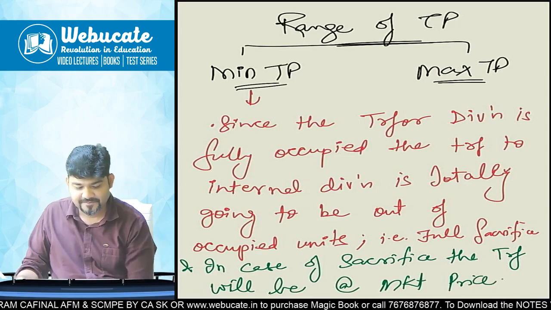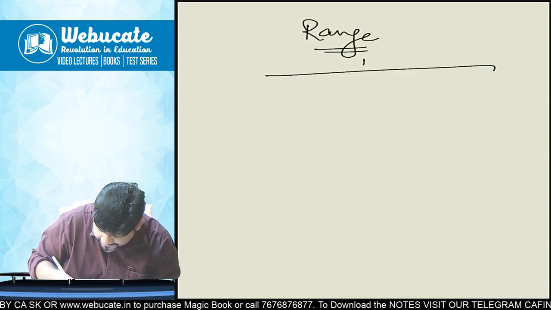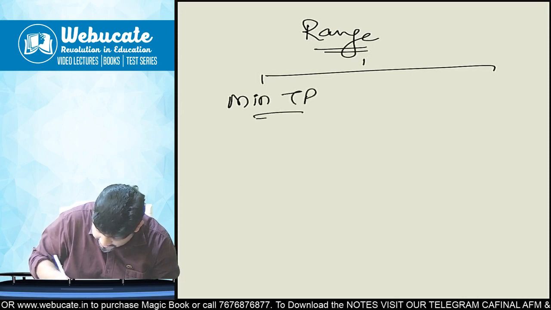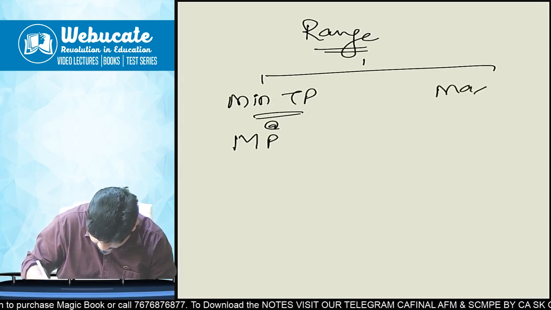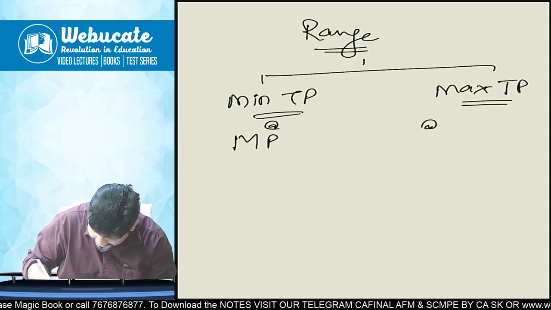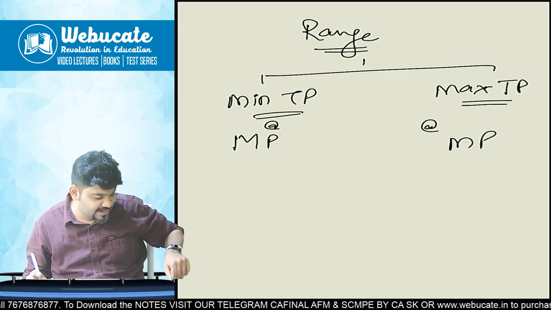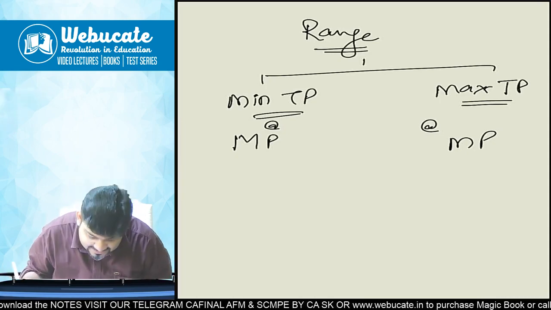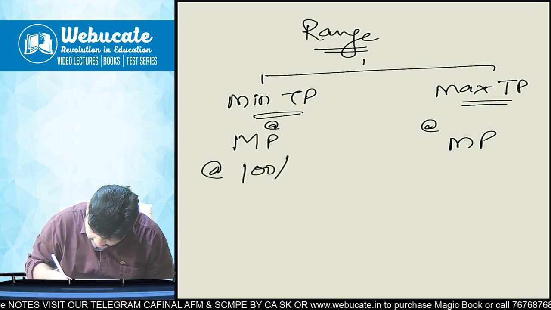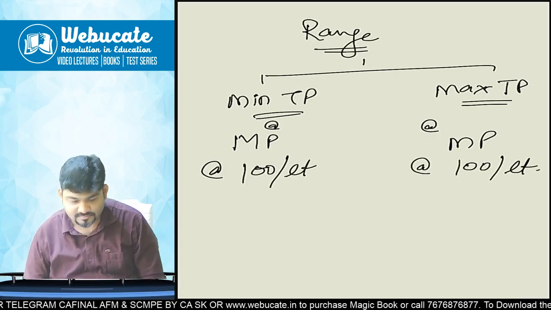Correct? So I think pretty much easier for us. So the range will be minimum transfer price at the rate market price, maximum transfer price at the rate market price. By default, to how much are we going to charge? By default, we are going to charge the market price only. So that's going to be the maximum transfer price, which is 100 per liter in both the cases, right? So maximum is very much easy.